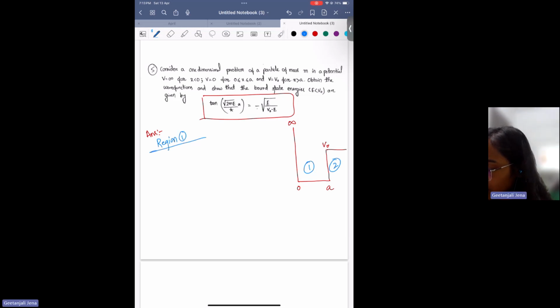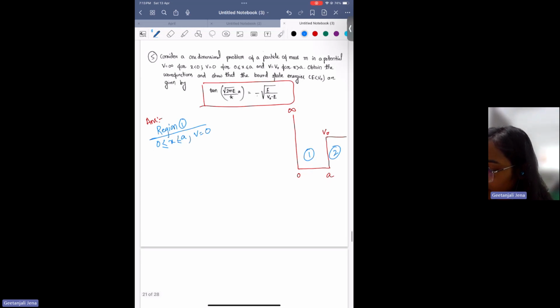For region 1, x is between 0 and a and V is 0, and we are solving it for the bound state. So for the bound state, E is less than V0. Remember it.